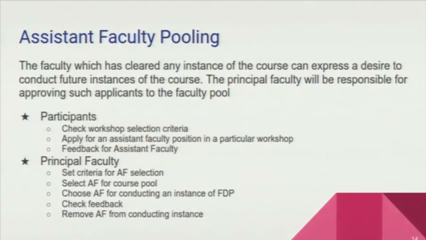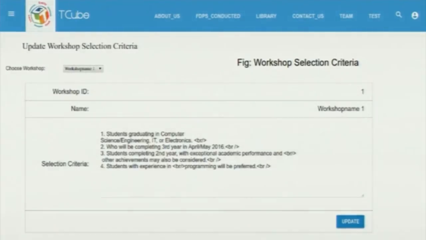Yes. Okay. While coming to my other module, this is assistant faculty pooling. The participant who has cleared an instance of a workshop can wish to apply for an assistant faculty position in that workshop. He can be an assistant faculty, he can be a monitor in that workshop. He can apply for that via this interface. When a person logs in, he can apply for this. There will be a selection criteria for each workshop. By seeing that, he can apply.